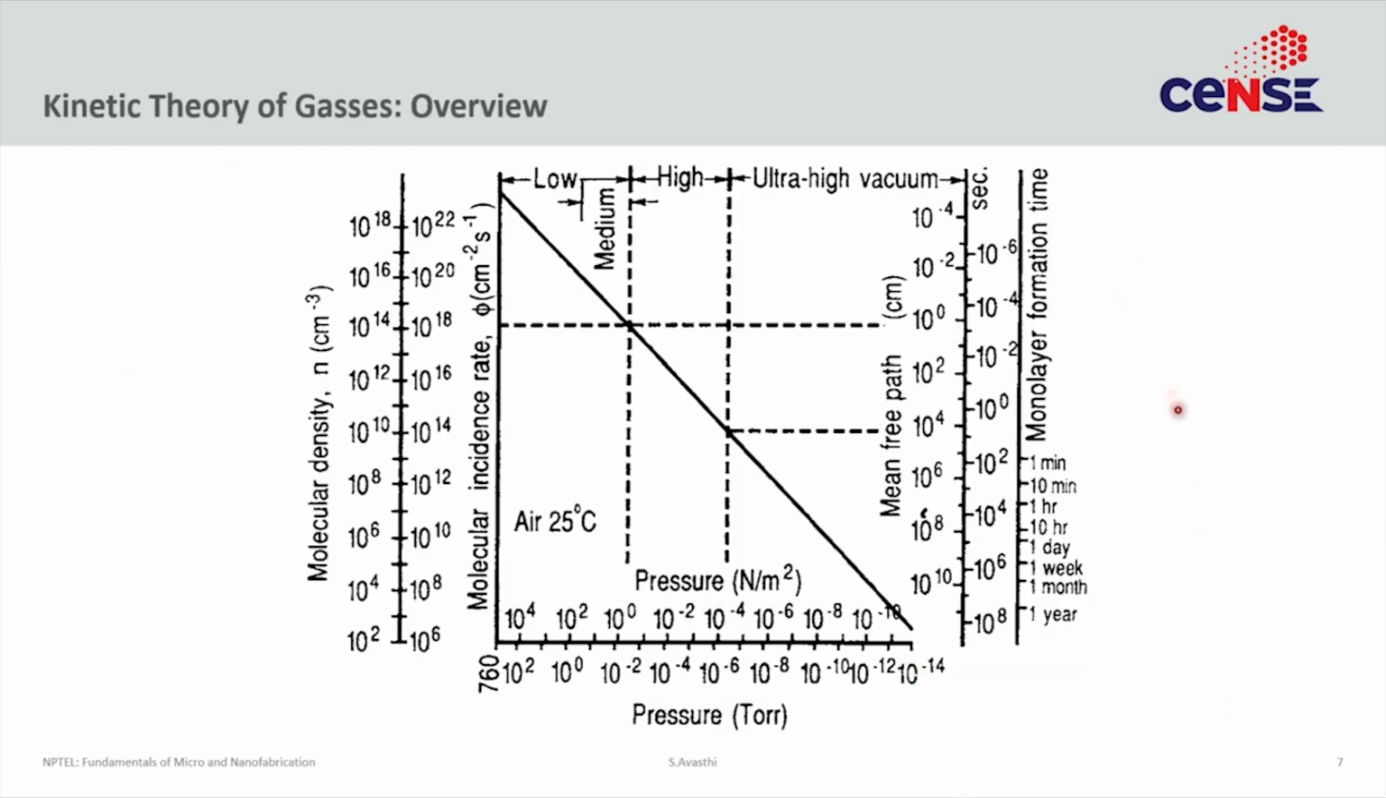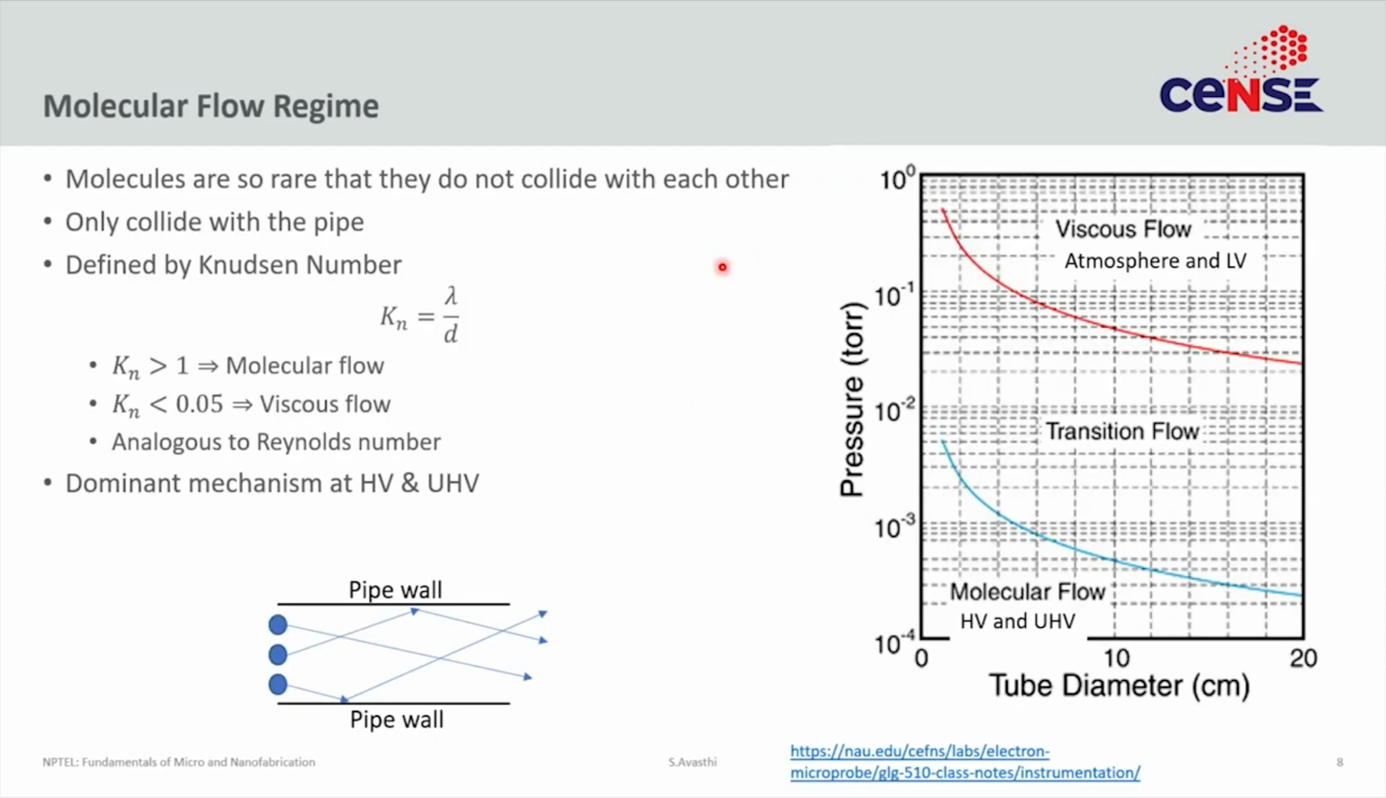So this is a figure that captures everything we have discussed till now. There's a molecular incidence rate, there's a mean free path, there's a monolayer formation time, and all of these are a function of pressure, and a very strong function of pressure. Typically for PVD, we are in this high vacuum regime, and that is where we will operate.